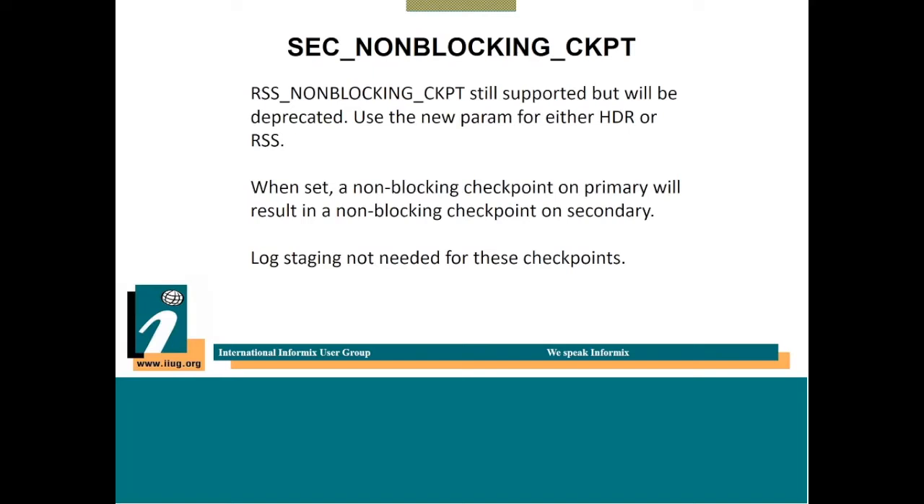There is currently a feature that allows you to tell your RSS server that you want it to do non-blocking checkpoints when the primary does non-blocking checkpoints, which can be helpful because you'll do less log staging and records on the secondary will be able to be processed faster if we're doing a non-blocking checkpoint there. If there is a blocking checkpoint that's done on the primary, that will pass that information to the secondary as well, and the secondary will block, as usual. But with this RSS non-blocking checkpoint configuration parameter that's in XC5, you can tell the secondary that you want it to do a non-block when the primary does.